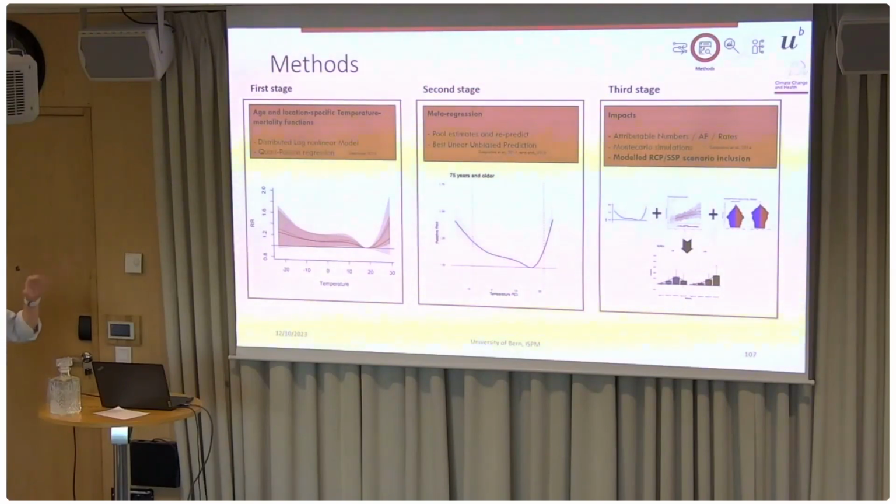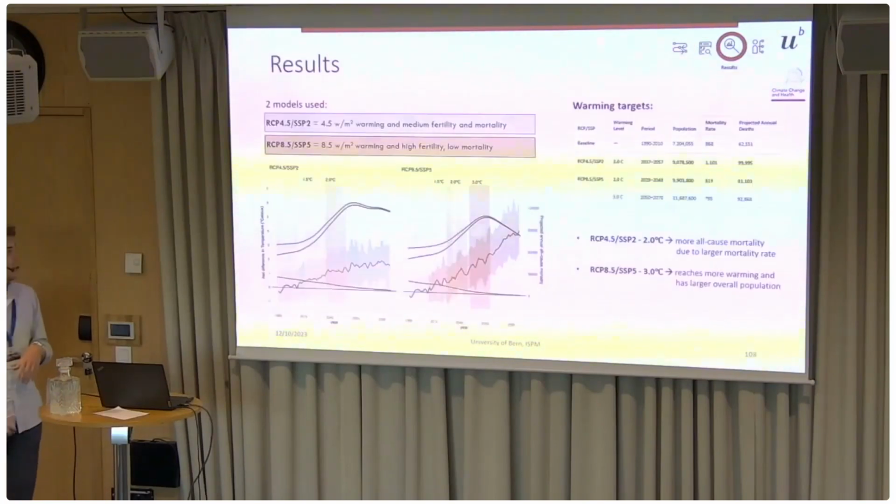And finally, in the third stage, that is where everything comes together, where we use the exposure response function. We apply different temperature distributions depending on the RCP scenario, and we also use different population scenarios, vulnerability, and based on that, we estimate the attributable number, attributable fractions, and the rate related to heat. And we report it by warming target. So we report it by 1.5 degrees Celsius, 2 degrees Celsius, and 3 degrees Celsius.